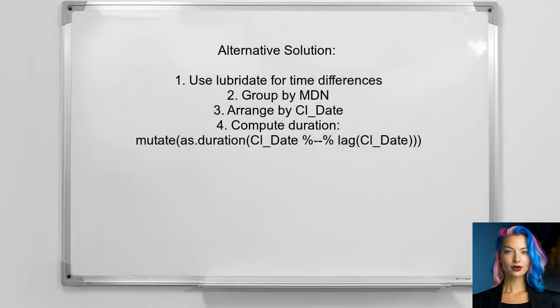An alternative solution provided by another user suggests using the lubridate package instead of base R for calculating time differences. This approach involves grouping by the MDN column, arranging by CL date, and then using the as.duration function to compute the difference between CL date and its lagged value.